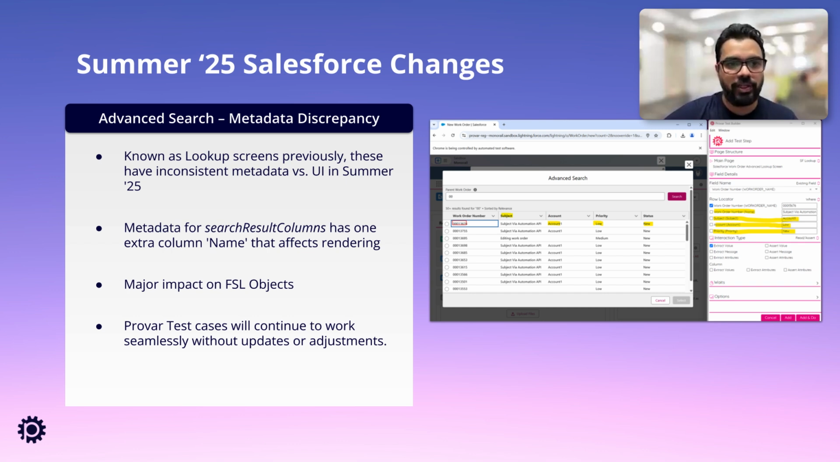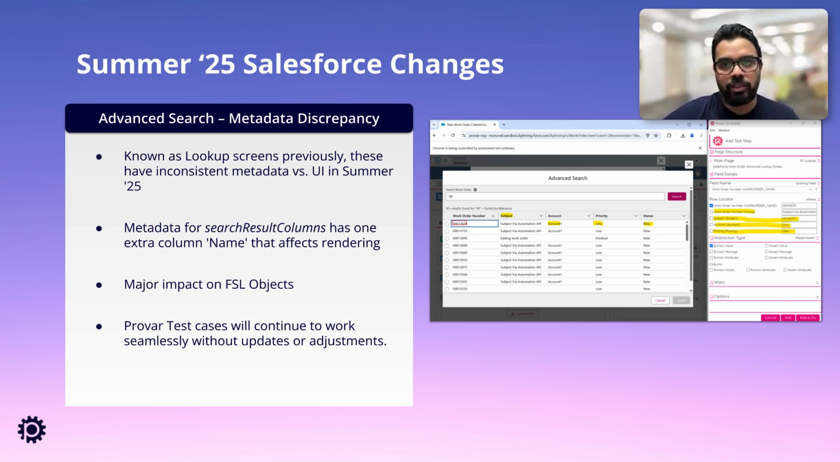So the advanced search screen is the screen that Salesforce introduced recently in the previous releases. It is a replacement of the lookup that we have seen. All the lookup screens of all the objects have been replaced by advanced search, and Salesforce is now making some changes around it. There is no visible change, but we have observed some metadata discrepancy here. So what is happening with this one?